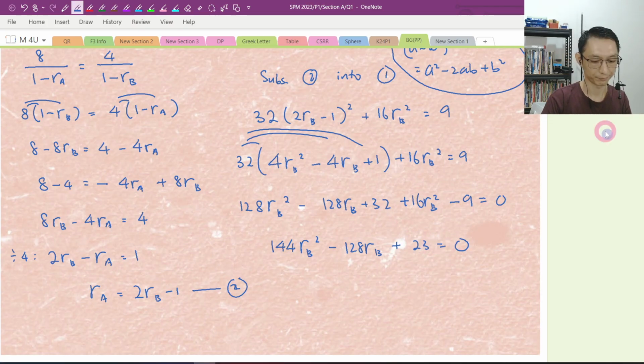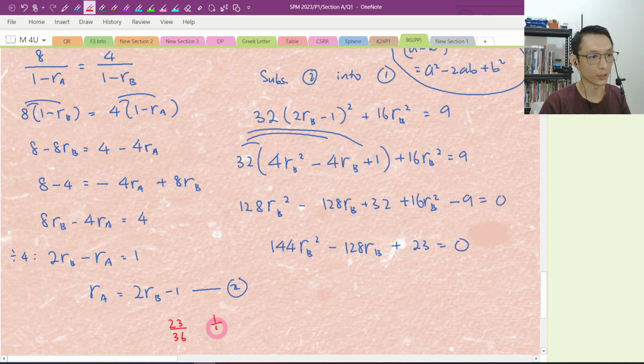Is equal to 0. Okay, so next, the number is a little bit large, so I am going to use a calculator to help me do the factorization. 144, negative 128, 23. Okay. So my calculator shows me this answer, 23 over 36, and another one is 1 over 4. But you cannot just skip from here to the final answer. You need to show this factorization step.